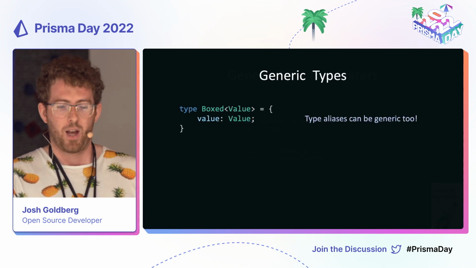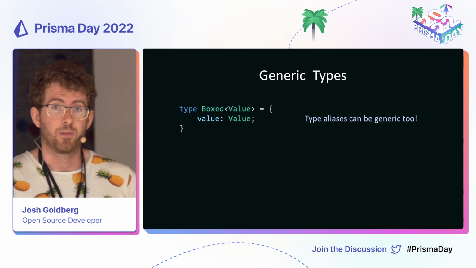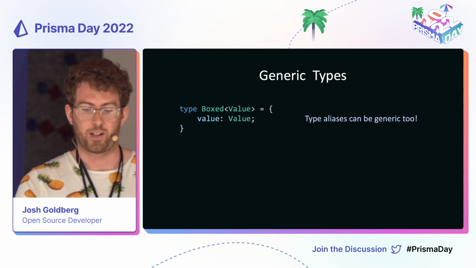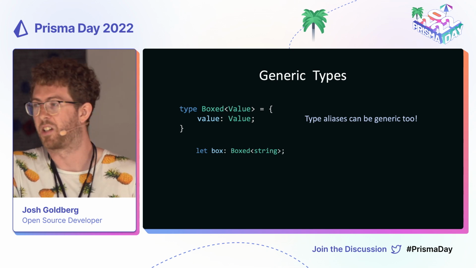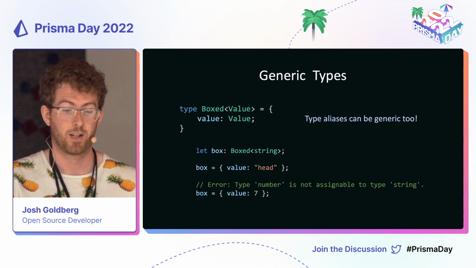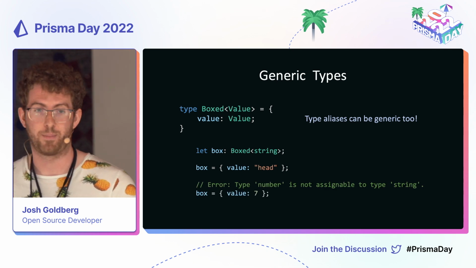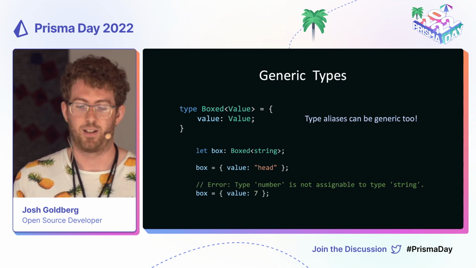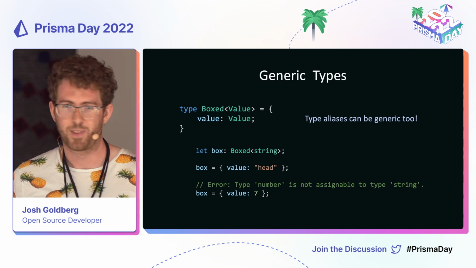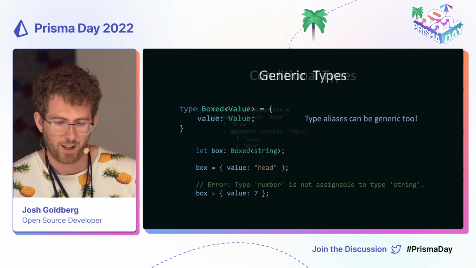OK, cool. And you can have generic types too in TypeScript. You can say that there's this Boxed type, which takes in a Value generic. So if you were to declare a variable that's type Boxed<string>, you could say box = { value: 'hello' }. But if you were to put some other type in the box, like the number 7, it would not be allowed. It would be a type error, because you already declared it as a string. Shout out to anyone who gets the movie reference.